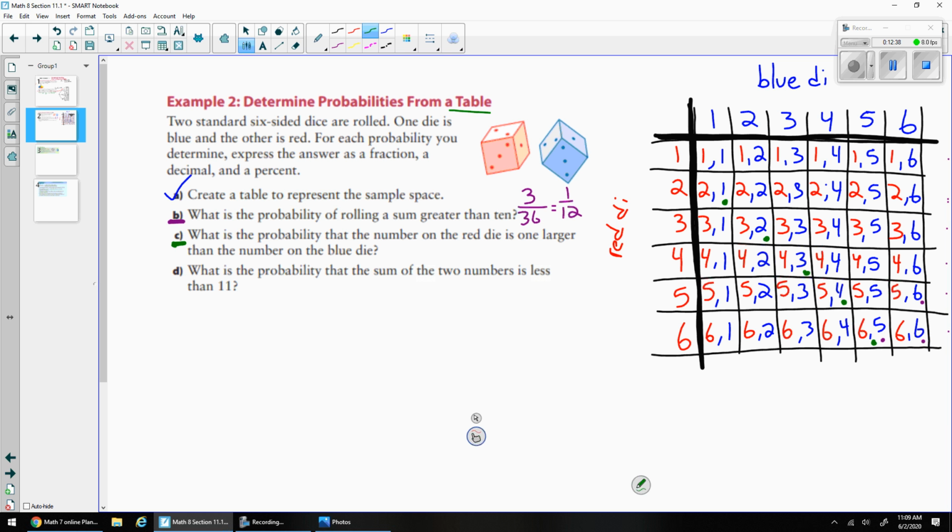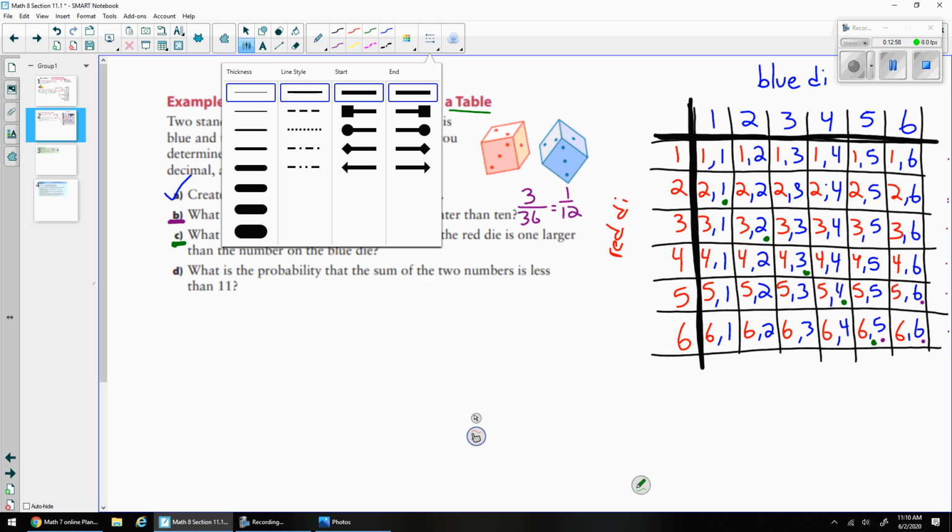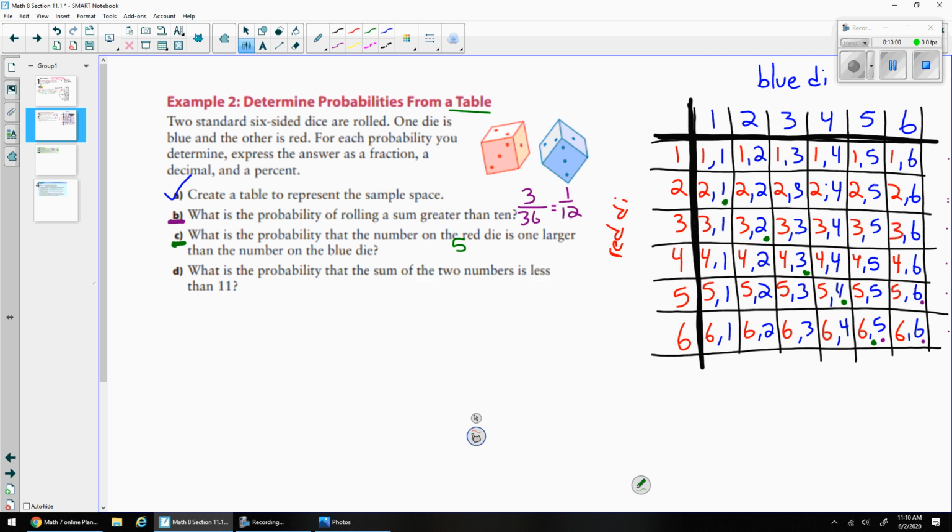And those are all the ones where there's only a 1 number difference, with the red number being larger by 1. Okay, and so we get this nice straight line going across, and you'll often see in your tables, especially when you're dealing with 2 dice, there's patterns like this. So there were 5 outcomes of that kind. So there's 5 out of the 36.